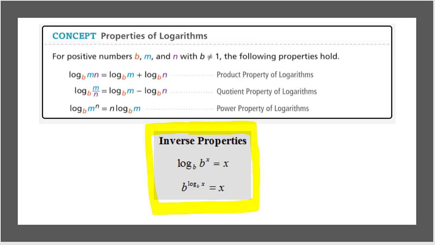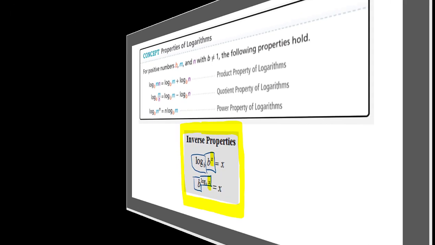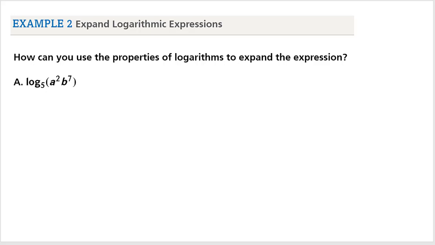They're called inverse properties because if you look closely, you'll see that there is a logarithm and an exponential put together, and because they are inverses of each other, they cancel each other out. In the second one, we have the exponential first and then the logarithm, so therefore they cancel each other out, just leaving this x in this case as the solution. Now let's get to some problems.